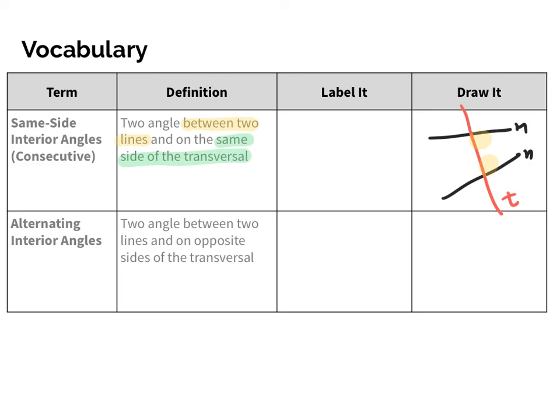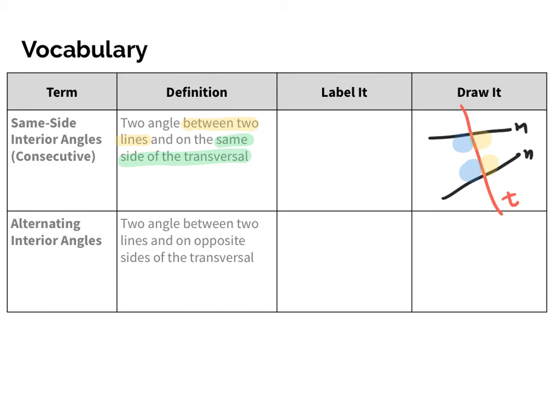So these two would be considered same side interior angles. Opposite to that would be the ones across. So the ones in blue would also be same side interior angles because they are on the same side of the transversal in between the two lines.